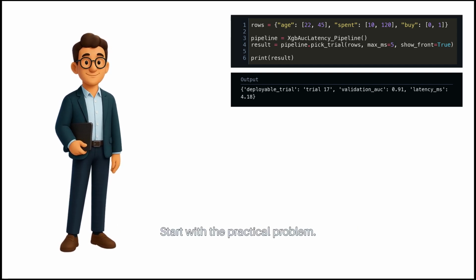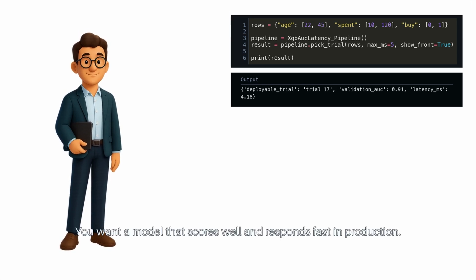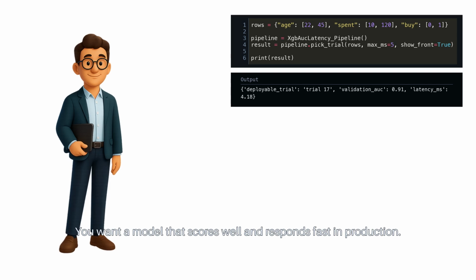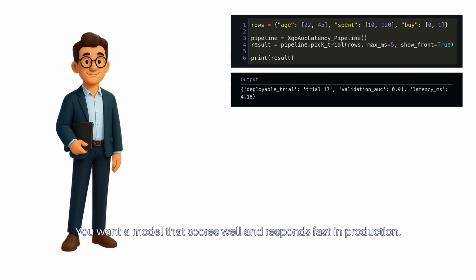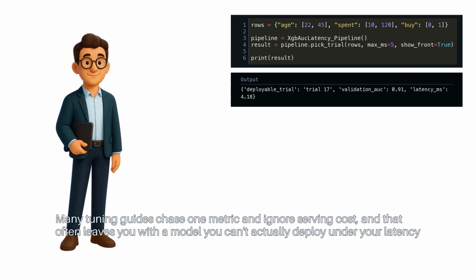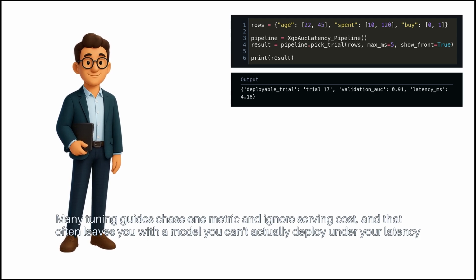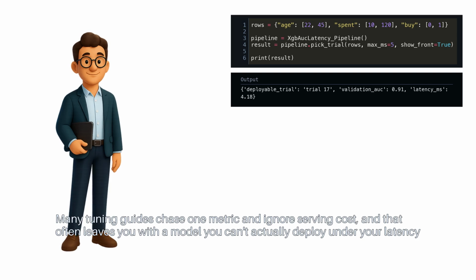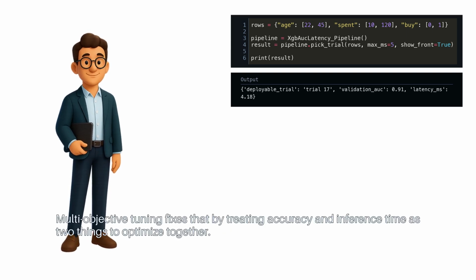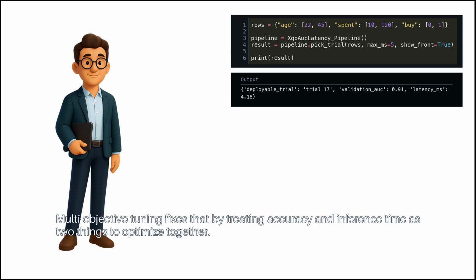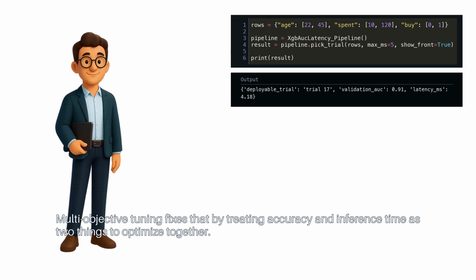Start with the practical problem. You want a model that scores well and responds fast in production. Many tuning guides chase one metric and ignore serving cost, and that often leaves you with a model you can't actually deploy under your latency target. Multi-objective tuning fixes that by treating accuracy and inference time as two things to optimize together.